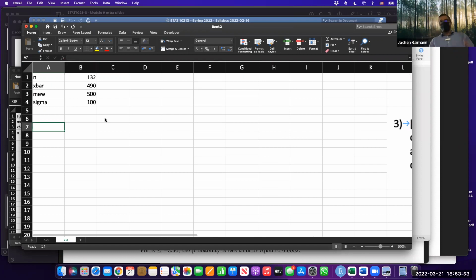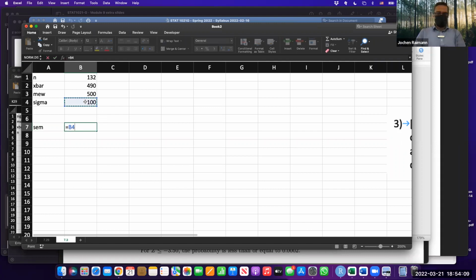Okay, same setup, same hypothesis. We have the population parameters. We have the sample statistics that we need. Now we need to calculate the standard error of the mean again, which is the same thing. SEM equals sigma divided by the square root of the N. So the standard error of the mean is 8.7.